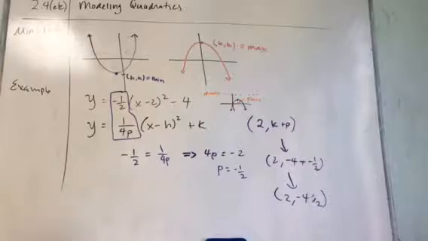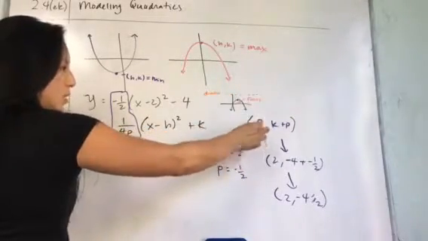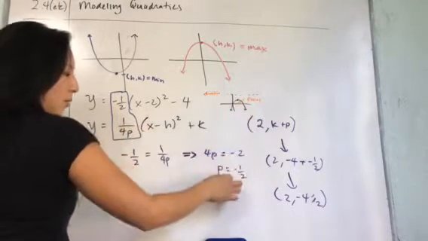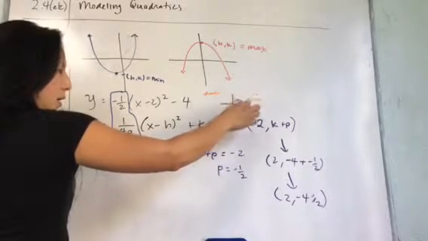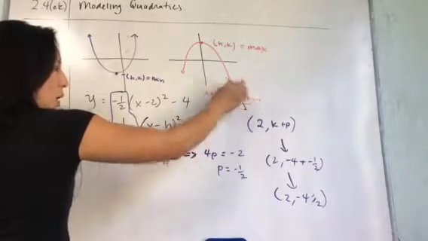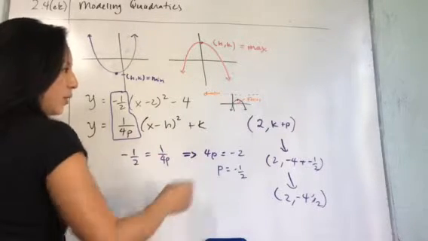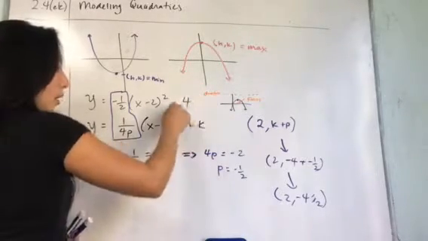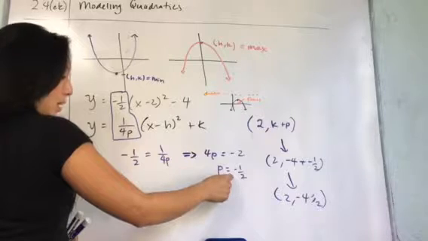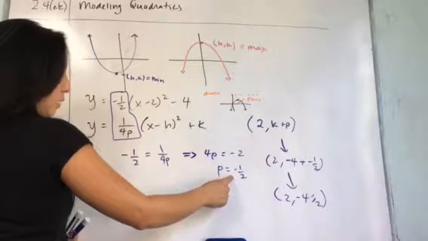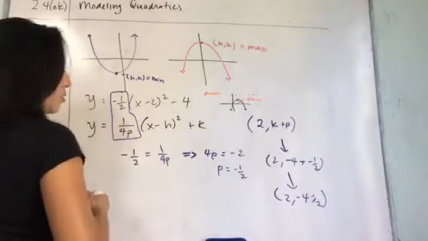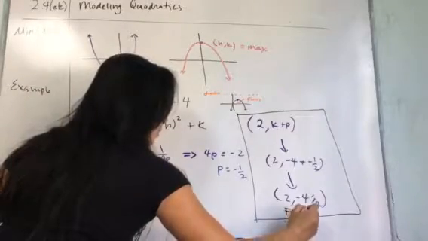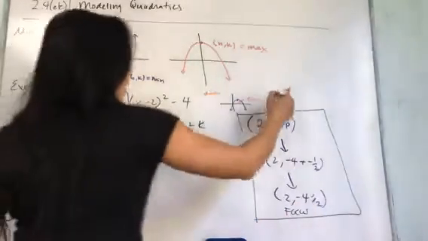Now, if the distance between our vertex and our focus is -1/2, then our directrix is going to be 1/2 above it. So if k was -4, then our directrix is going to be -4 minus -1/2, or in this case, +1/2. So this is some side work. This was for our focus. And I'm going to do a little more side work over here.